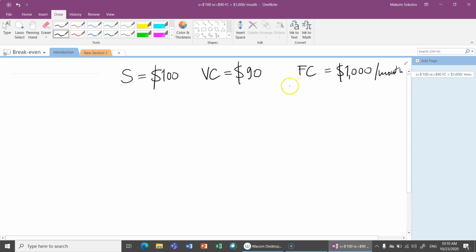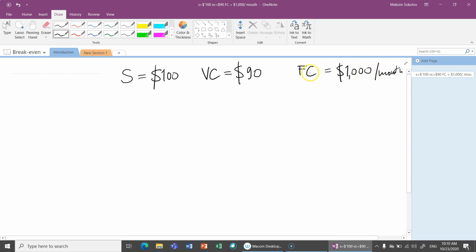Here we go. That's a very simple example that we start with. We sell some item for $100. We spend ourselves $90 to make that item sale possible. The more items we sell, the more cost will incur. So that's why it's called variable cost. And also we have fixed cost, which is $1,000 per month. And that could be rent for the store.